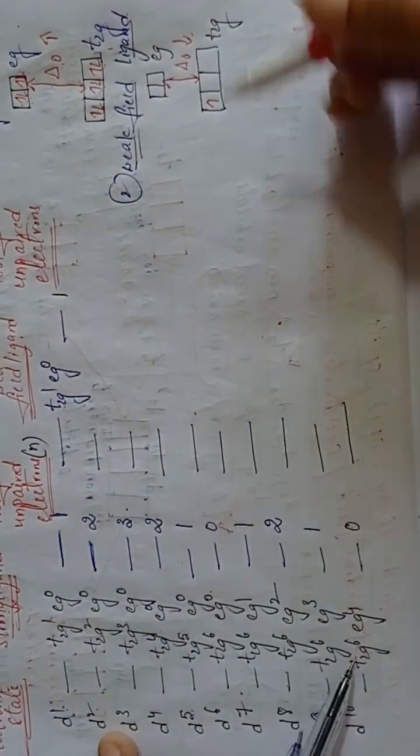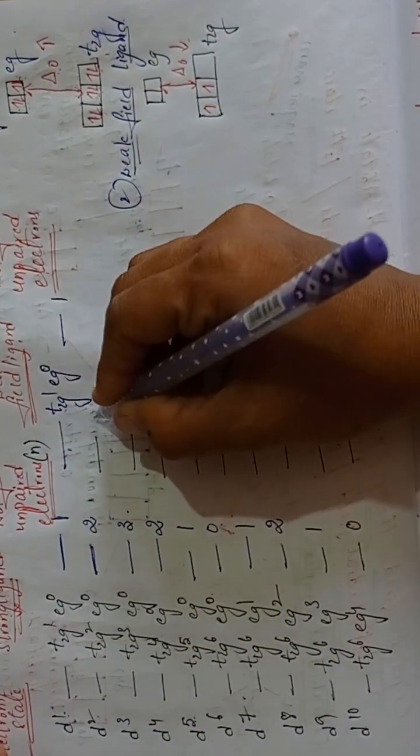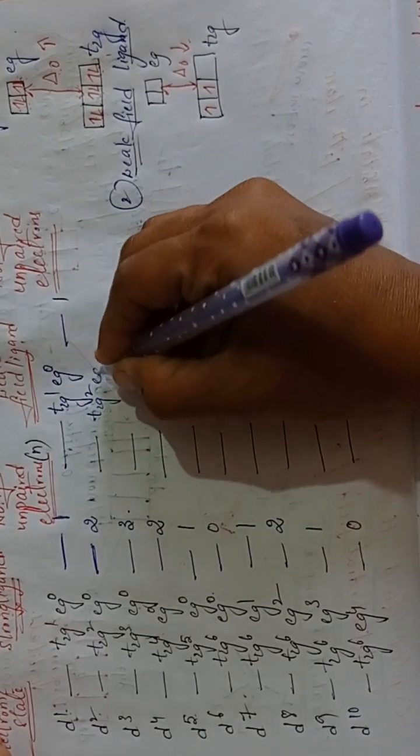Now the second electron, so d2. Two electrons are there. The second electron enters here. Then what is the electronic configuration? T2g2, Eg0. How many unpaired? Two electrons. Understanding? Unpaired electrons 2.